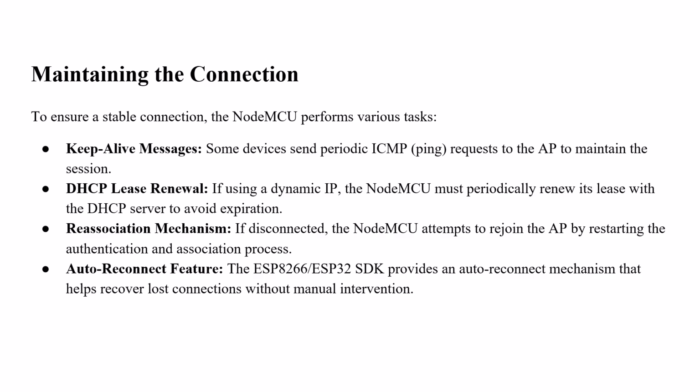So how do we maintain a connection? Maintaining a stable connection is just as important as establishing one. The NodeMCU does this by sending periodic messages to the router, like a student raising their hand periodically to show they are still present. It also renews its DHCP lease at regular intervals, like renewing a library card before it expires. If something goes wrong and the device gets disconnected, it doesn't just give up. It tries to reconnect automatically by repeating the handshake and association process. This auto reconnect behavior ensures the system is resilient, especially in real-time applications like home automation or industrial monitoring. Think of it like redialing a dropped call until the person picks up again.